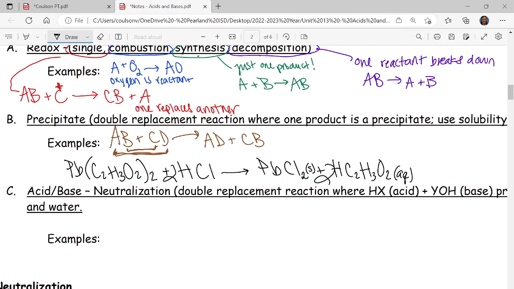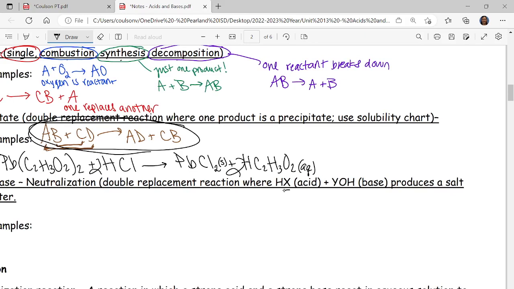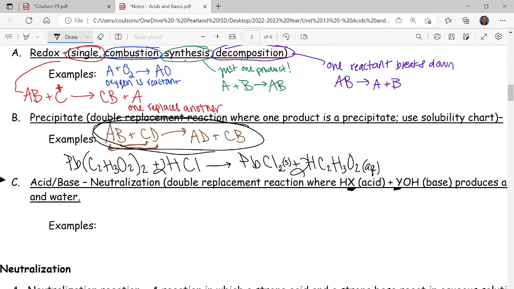And now we're going to finally hone in on acid-base reactions. These are also called neutralization reactions. This is a double replacement reaction, so it's going to follow the same format that we did up here, AB plus CD, where your acid, H bonded to something, element X, like a variable, plus Y, like another variable bonded to OH, which is a base, produces a salt and water.